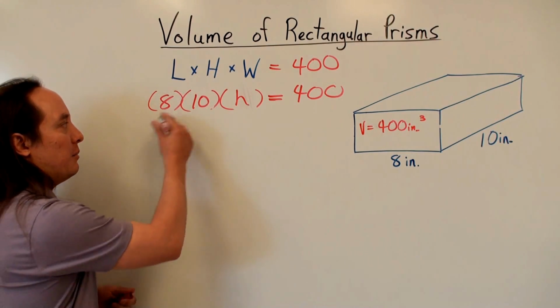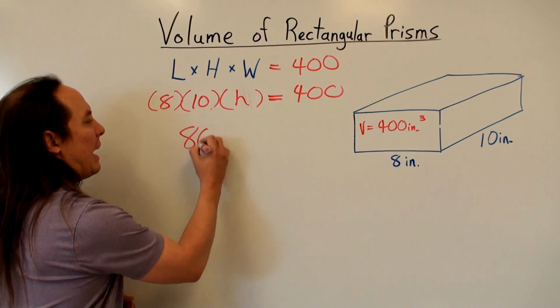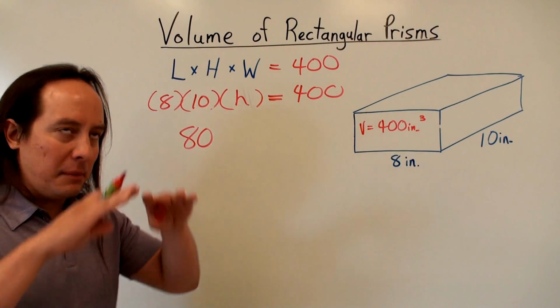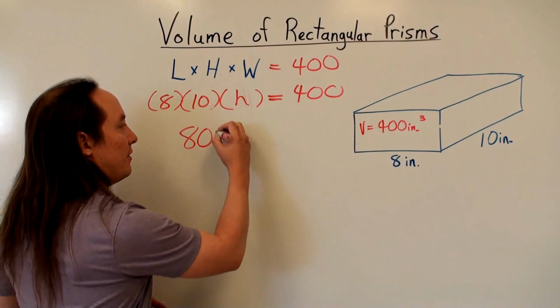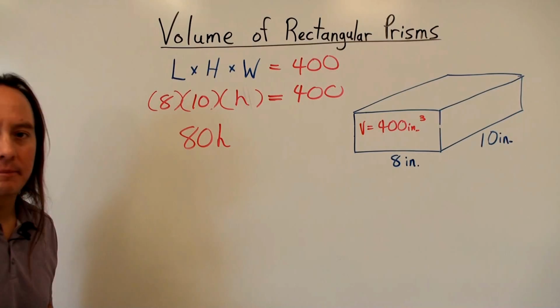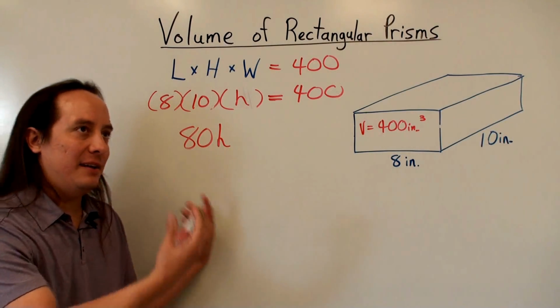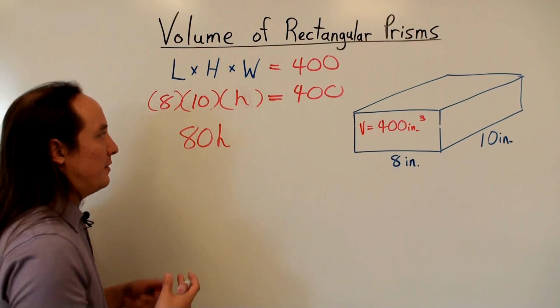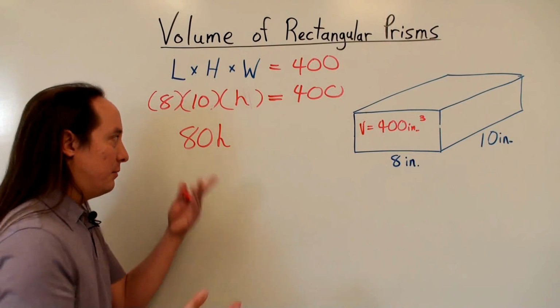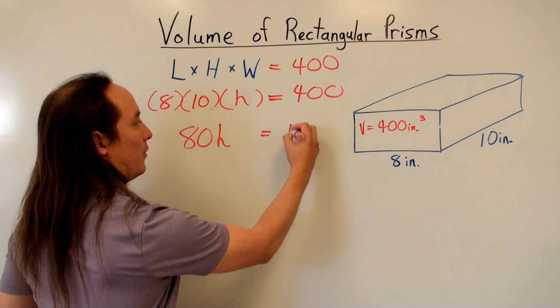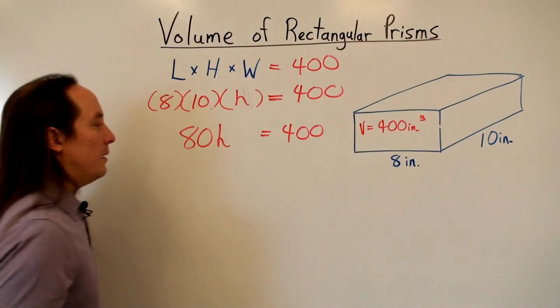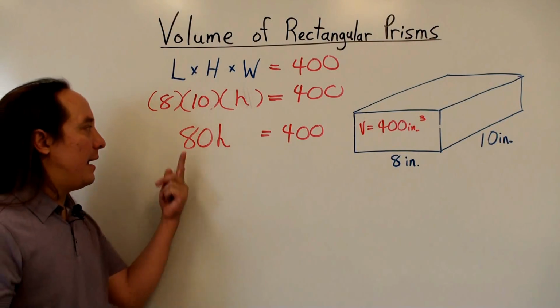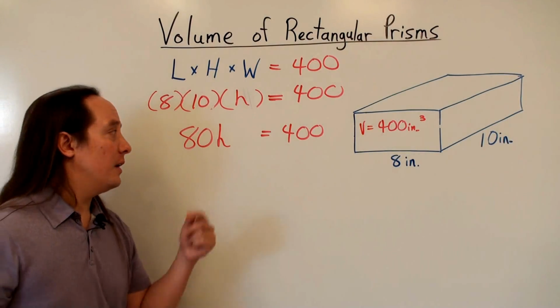So let's go ahead and do that. 8 times 10 is 80. I'm going to go ahead and get rid of the parentheses. I can just say 80h, okay? 80x, 80 whatever letter I want to use. But since we're talking about height, might as well put the h. Equals 400. Okay? Now this is 80 times h equals 400.